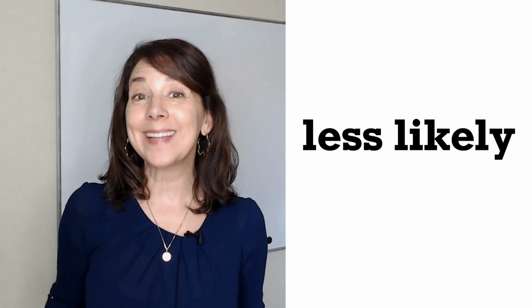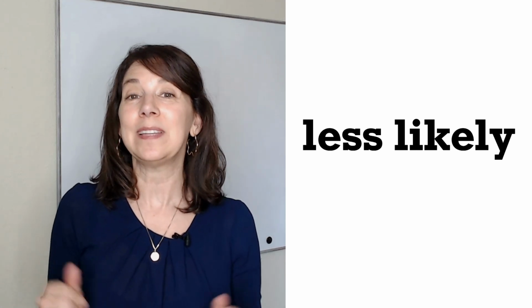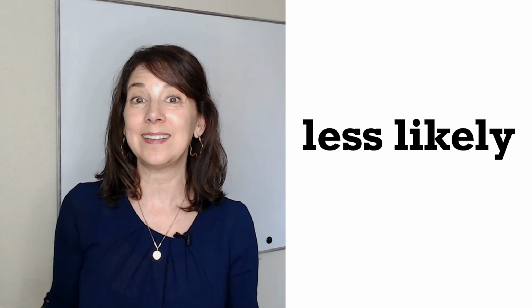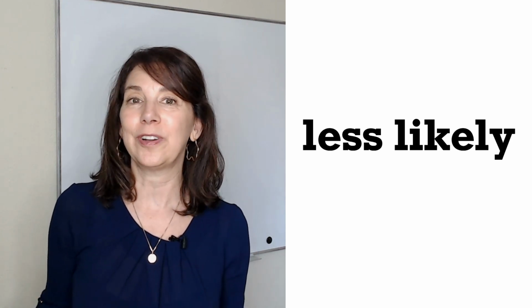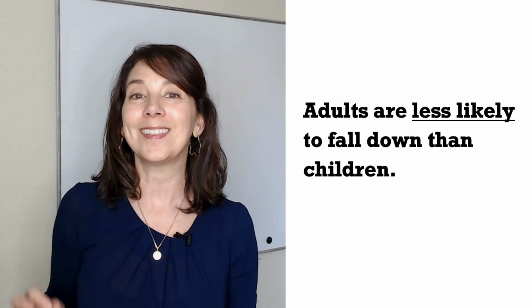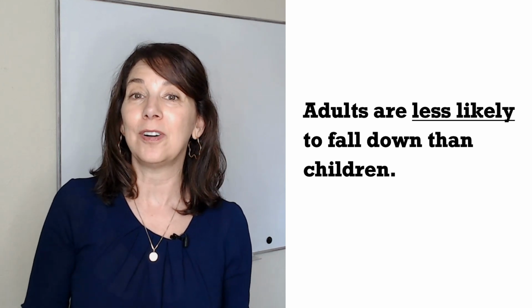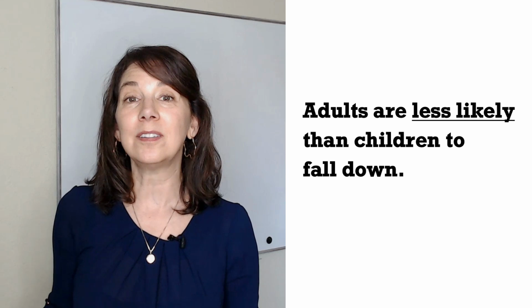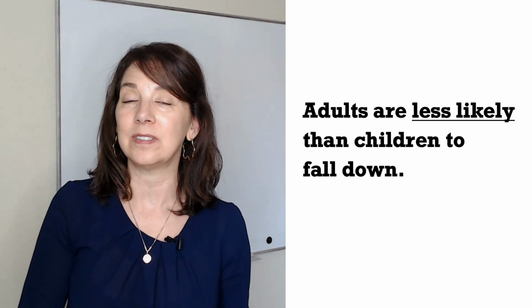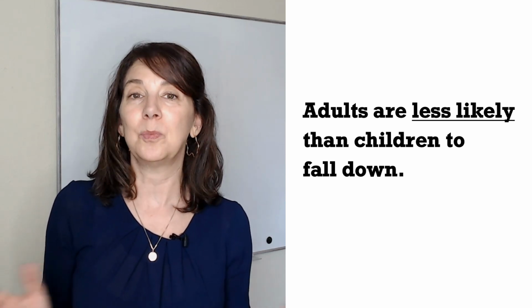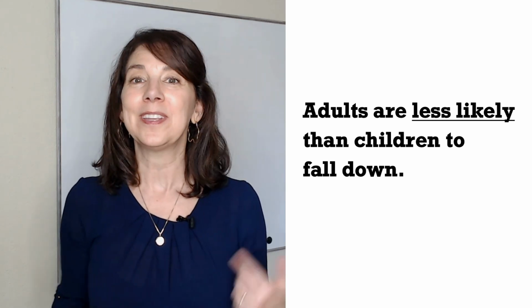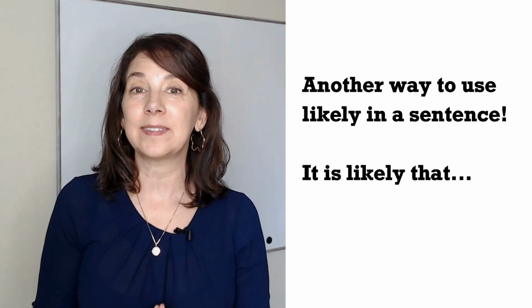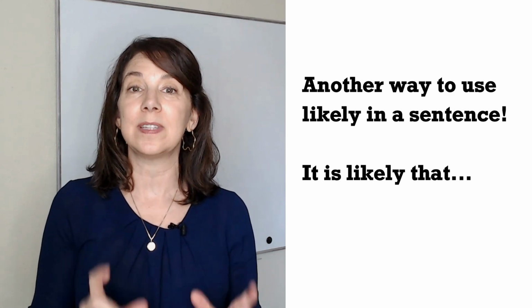We can also use less likely to show that something is less probable. We're going to compare two groups and we'll use less likely and than. For example, adults are less likely to fall down than children. Or we can use this order. Adults are less likely than children to fall down. So which group will probably fall down more? Children, not adults.